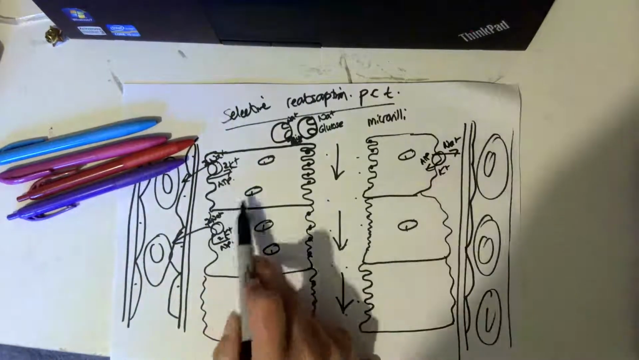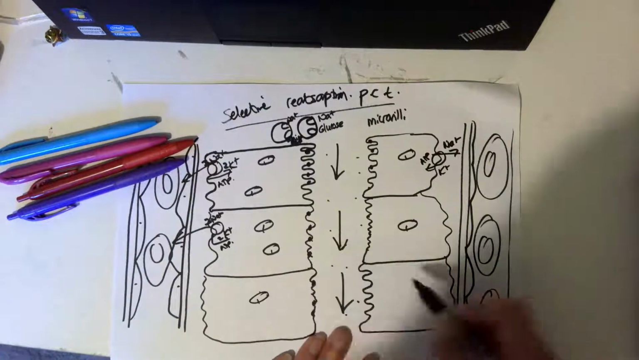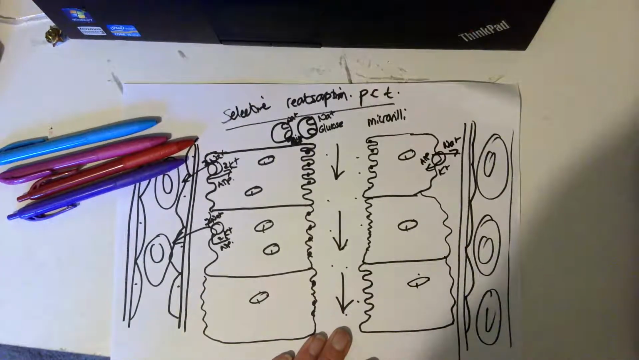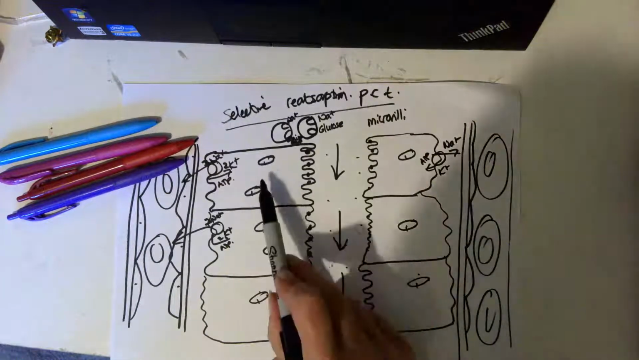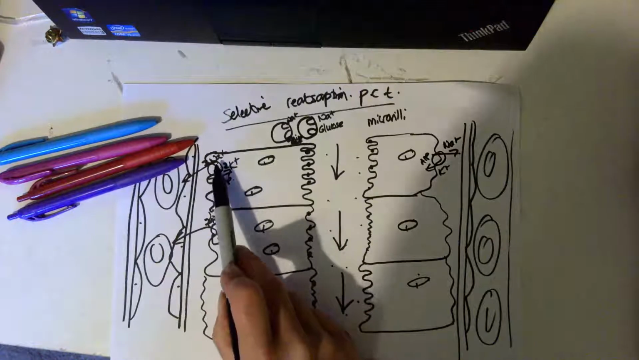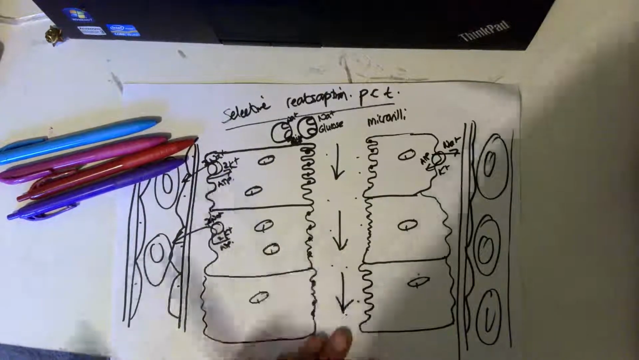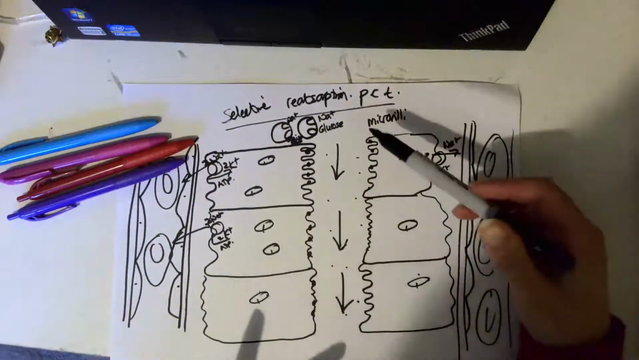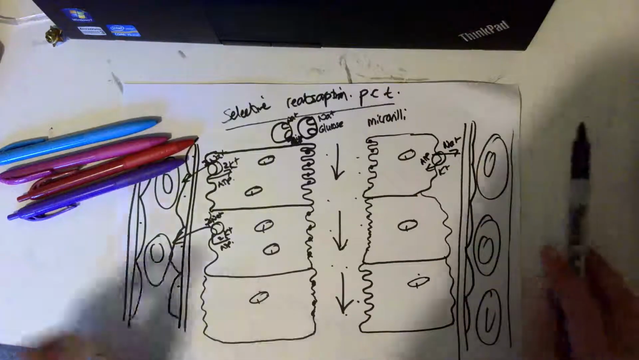Now because they need ATP, that's why you have lots and lots of mitochondria in these cells of your proximal convoluted tubule. So mitochondria are there to provide ATP so that we can have the sodium-potassium pump in operation. So let's have a look now at what goes on as the materials move through.